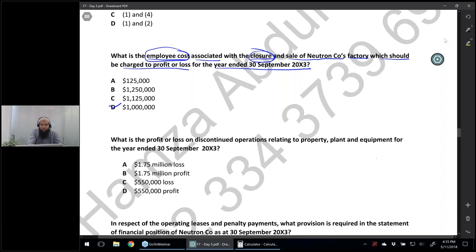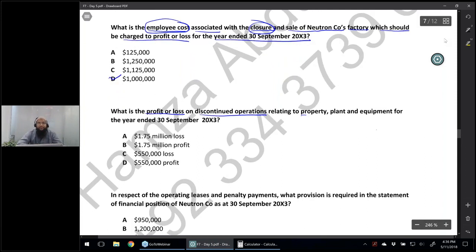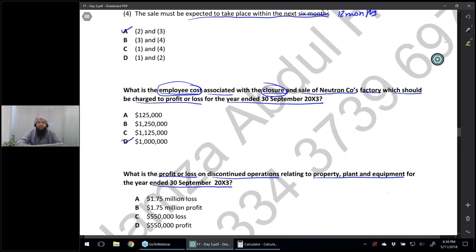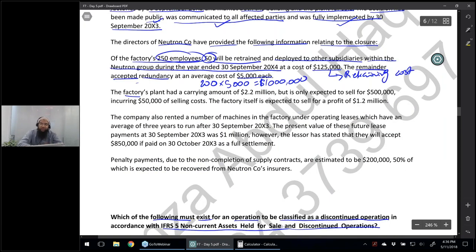Now let's read this next question: what is the profit or loss on discontinued operations relating to property, plant and equipment for the year ended 30th September 2023? So let's go back and see the case. The case says that the factory's plant had a carrying amount of $2.2 million, but is only expected to sell for $500,000, incurring $50,000 of selling cost.